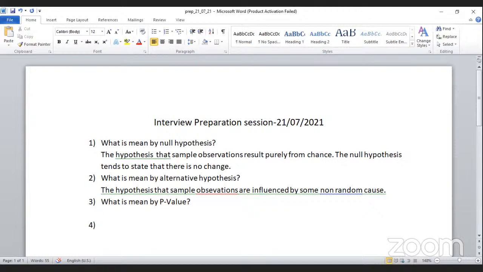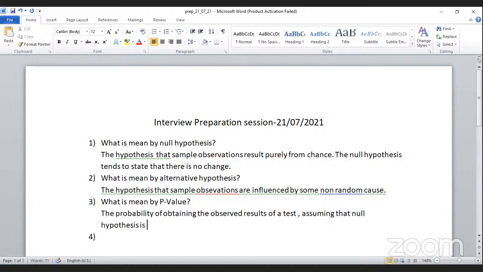So it is nothing but the probability of obtaining the observed results of a test by assuming that the null hypothesis is correct. So that is nothing but a p-value.